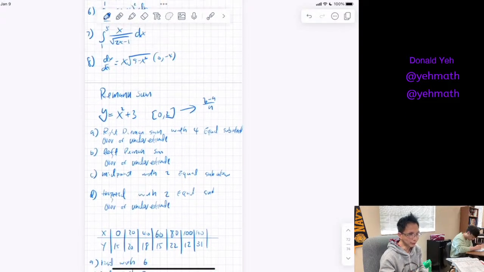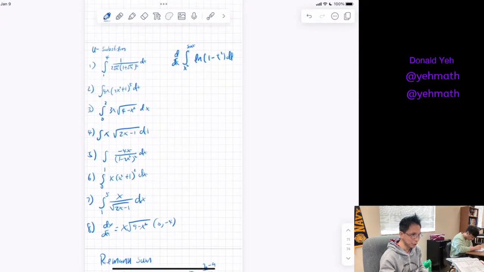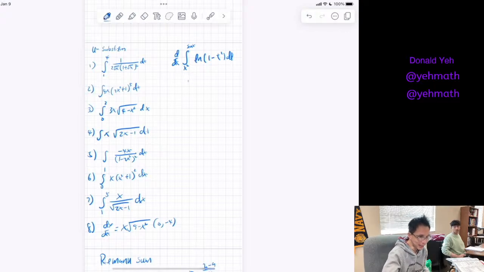So you are for sure going to get a lot of Riemann sum. You're for sure going to get a lot of U substitution questions. Now, I can ask you applications, right? On the last test, I really like this one, right?